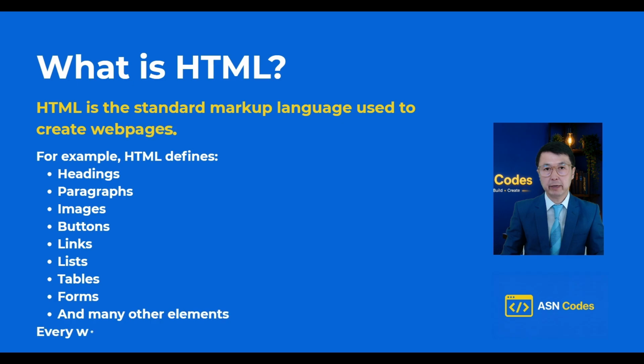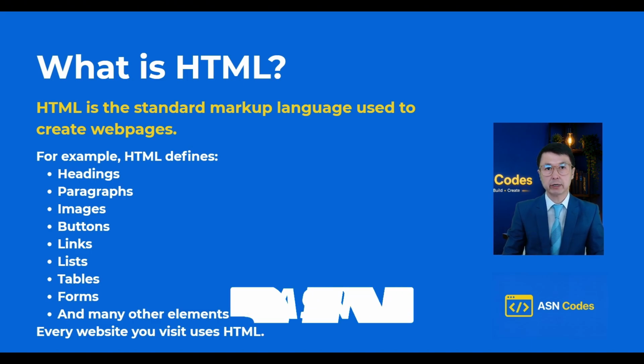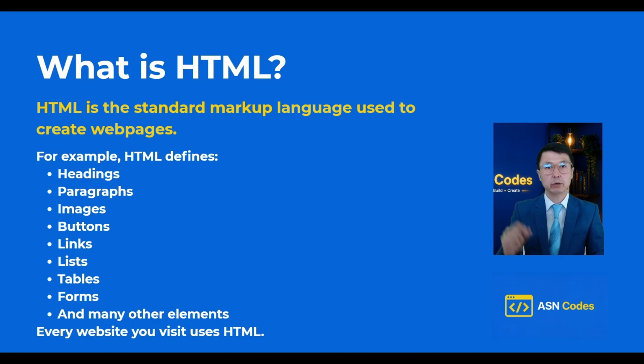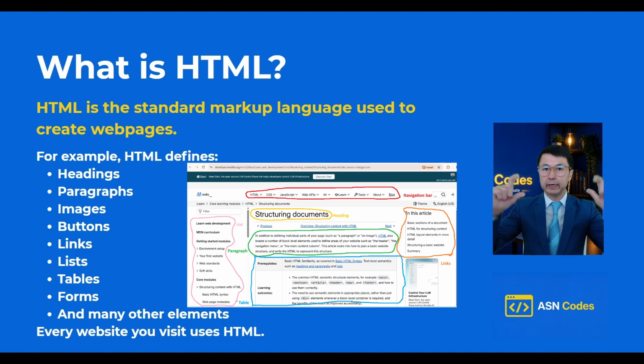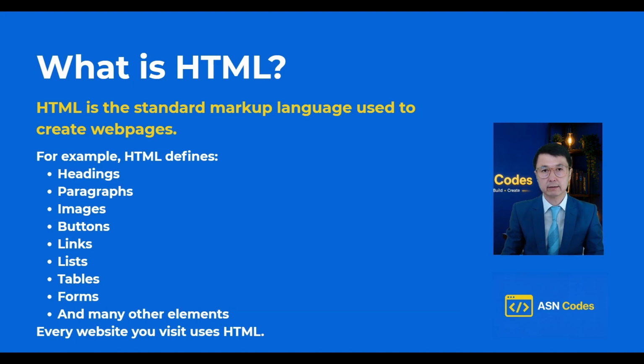So what exactly is HTML? HTML is the standard markup language used to create web pages. Its main job is to create the structure and content of the web page. It tells the browser which elements should appear on the web page. For example, HTML can be used to create headings, paragraphs, images, buttons, links, lists, forms, and many other elements. Think about any website you visit. You will probably see a large heading, a paragraph, a button, a navigation bar, links, and different sections. Nearly every website you visit uses HTML in some way. But instead of talking only about HTML, let me show you real examples.